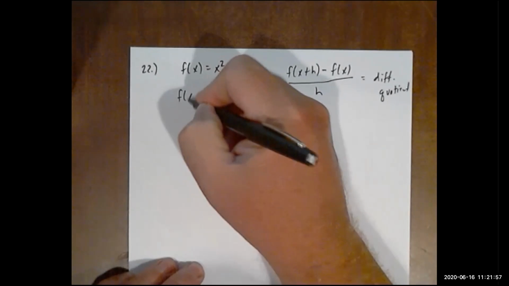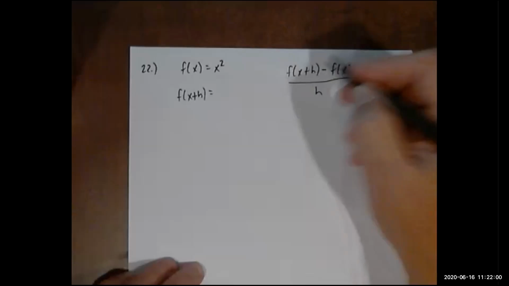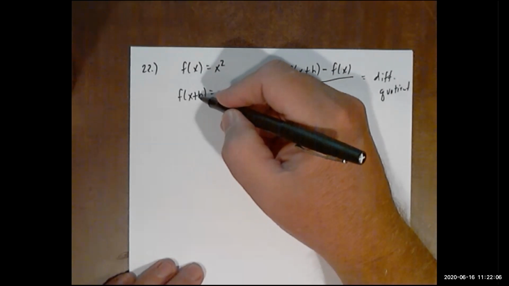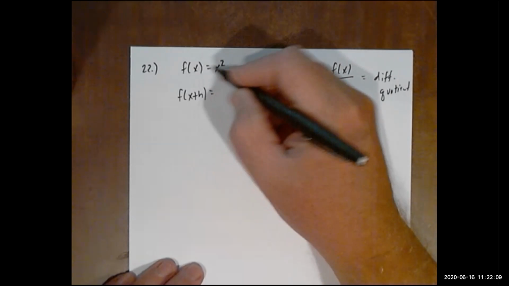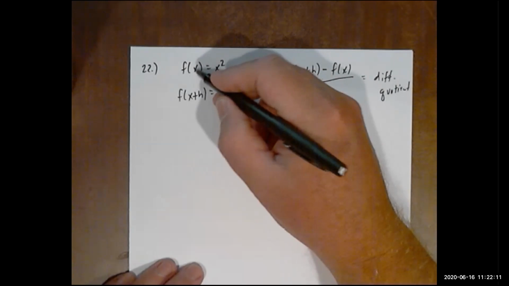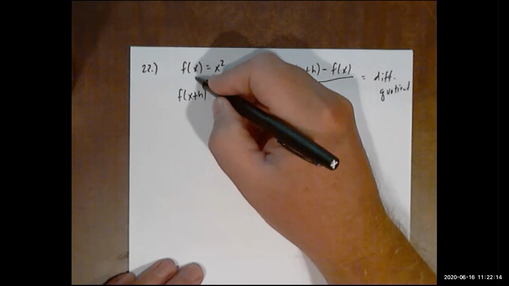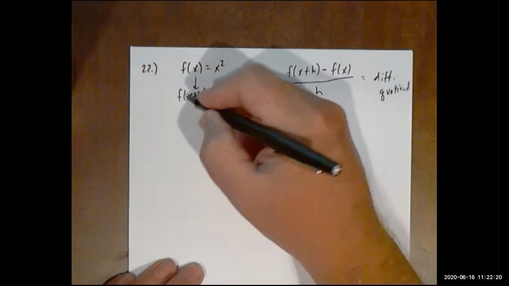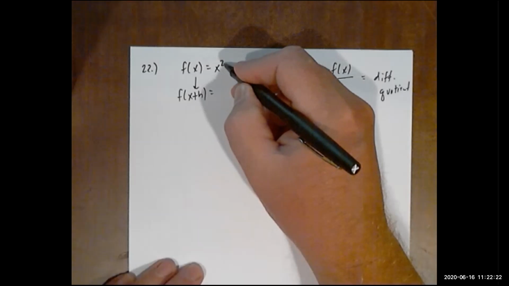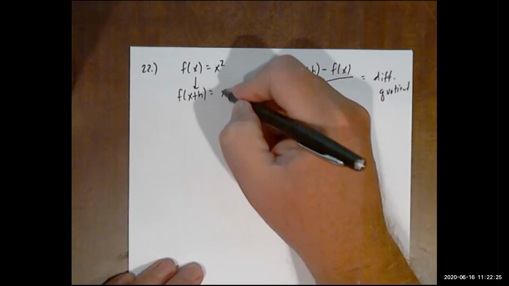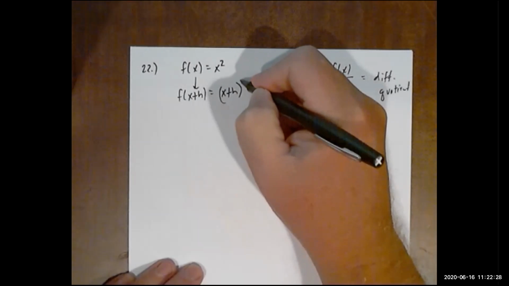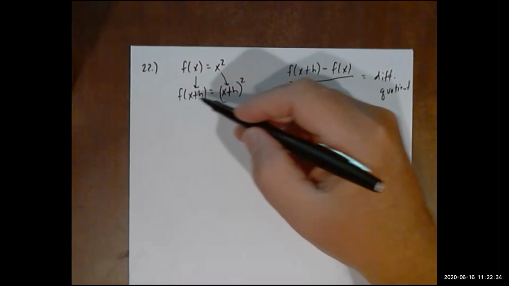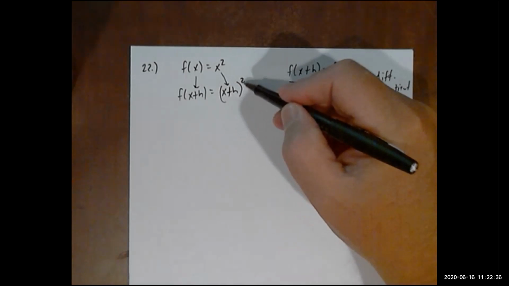So let's first figure out what f of x plus h would equal. So the first part of my expression. F of x plus h, in function notation, says, here's my function. Every place I have an x in my function, I want to replace it with x plus h. So therefore, since f of x equals x squared, f of x plus h would be, I replace the x with x plus h. So f of x plus h equals x plus h squared.